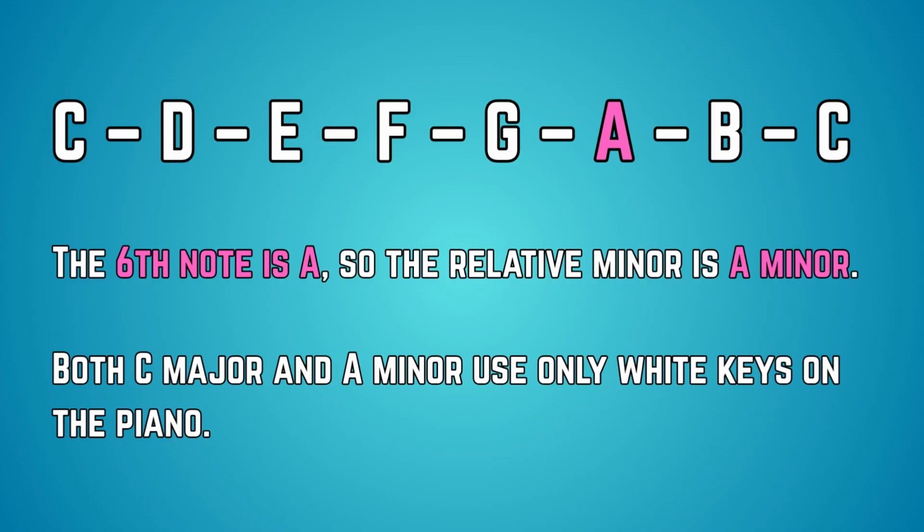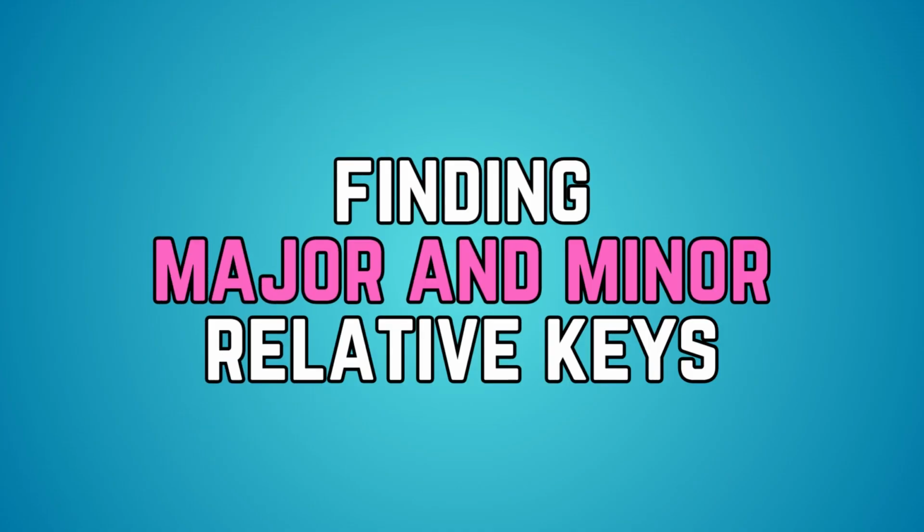C major and A minor both use only the white keys of the piano. They contain the same notes, but they organize those notes around different tonal centers. In C major, C sounds like home. In A minor, A sounds like home. This difference in tonal center changes the way we hear the music, even though the two keys share the same notes and key signature.